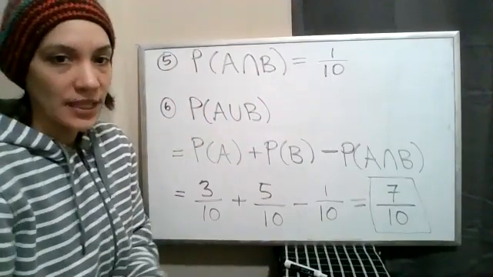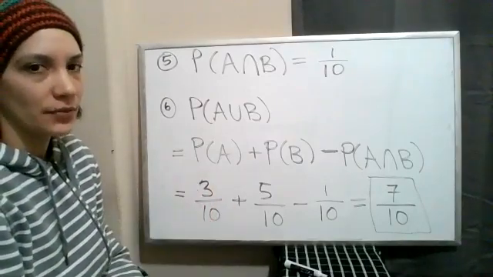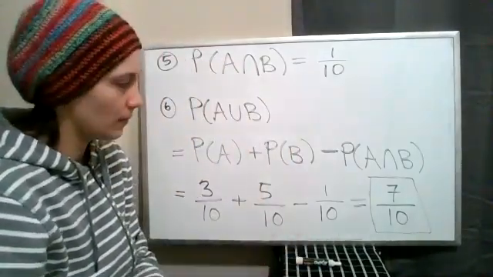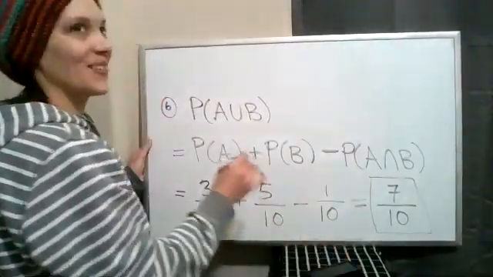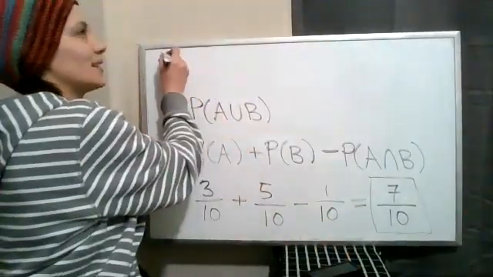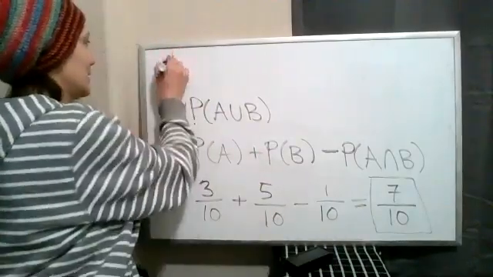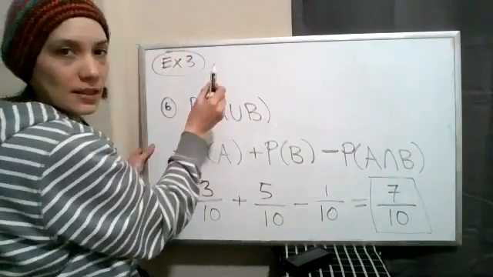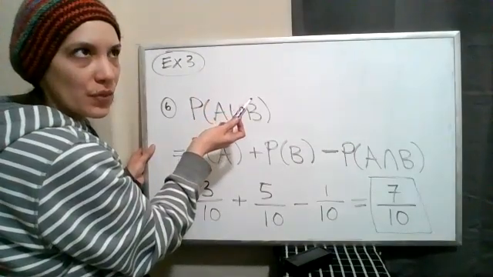We're going to do 2 examples based on data tables, and that should be it for this part of the review. Example 3. Consider the following data table.